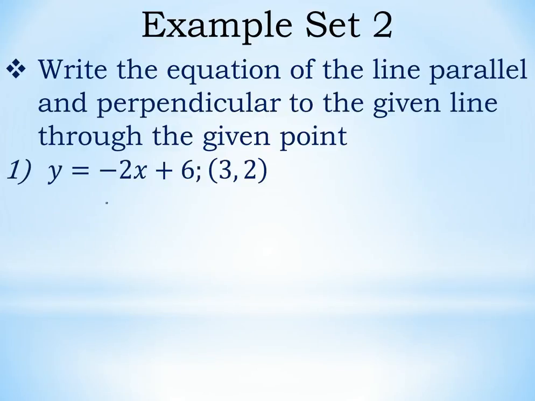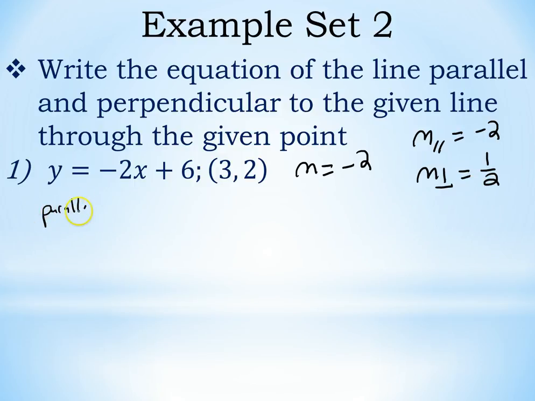Now, if I want to write the equation of a line that's parallel and perpendicular to a given line through a given point, I need to first identify, well, what is the slope of this line? So my slope is negative 2. Well, I need to remember parallel lines have the same slope. Perpendicular lines are negative reciprocals. So for the parallel equation, my slope is negative 2. For the perpendicular, my slope is a half.